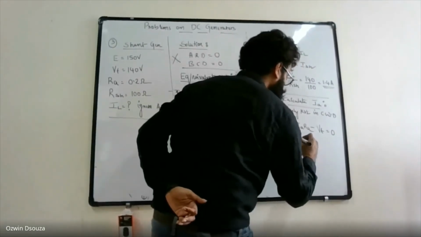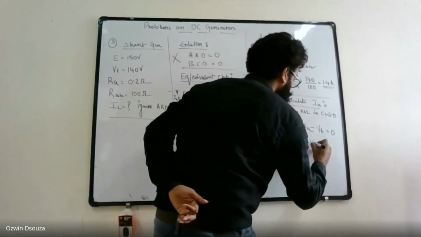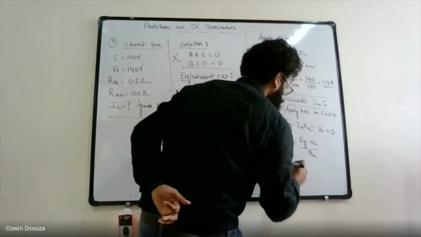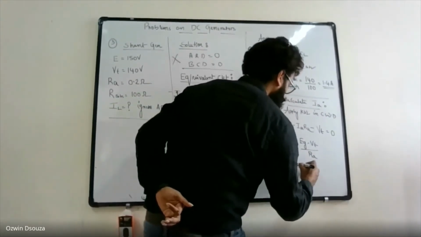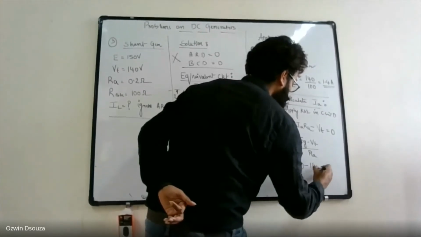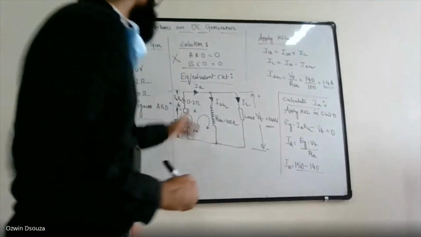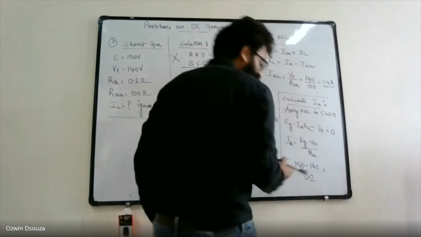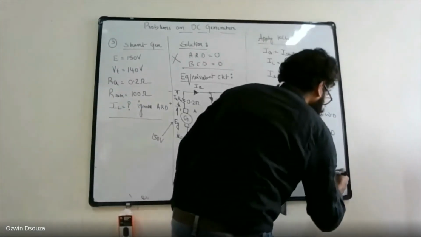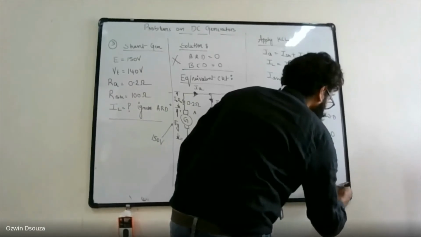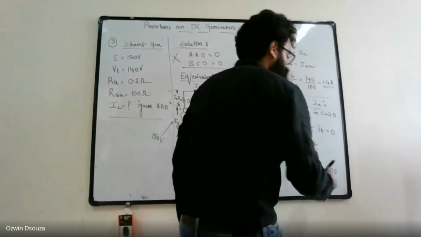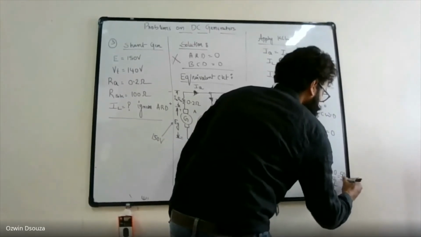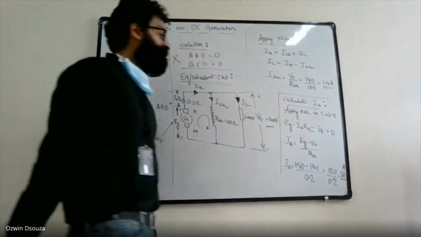So IA is nothing but EG minus VD divided by RA. So IA is equal to, what is EG? 150, VD 140, divided by RA. RA is 0.2. So it is basically 10 by 0.2, which is 100 by 2, which is 50. So armature current is 50.